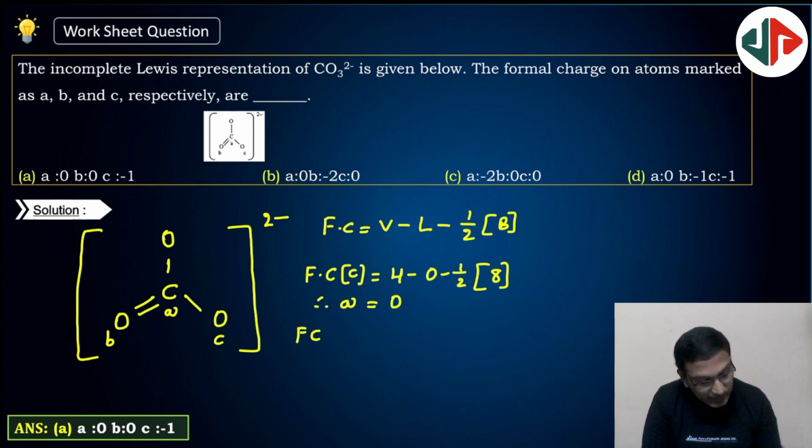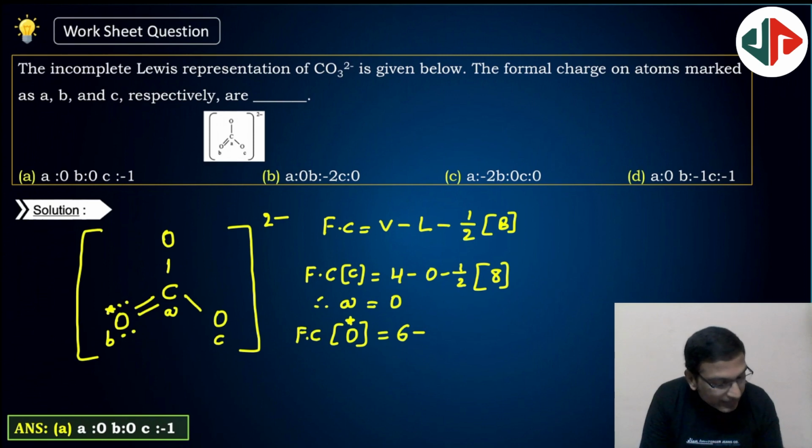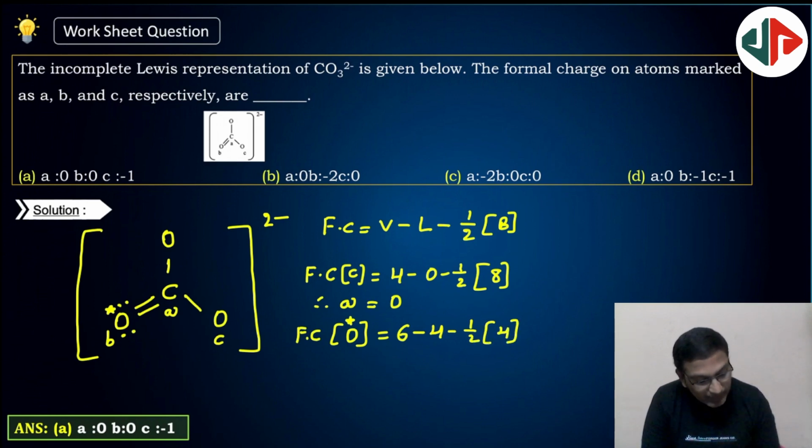Next, formal charge of oxygen, which is star marked. See here, star marked. Number of valence electrons 6. Number of lone pair electrons here, 2 lone pairs will be there, and this is star mark. That means total 4 electrons, minus half into number of bonding electrons 4, 2 bonds, 4 electrons. That is, B also equal to 0.